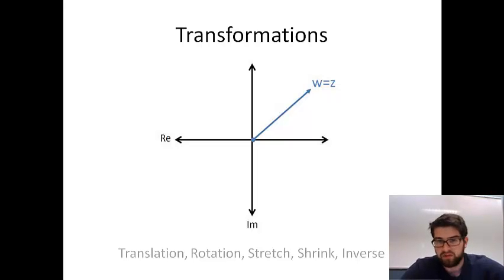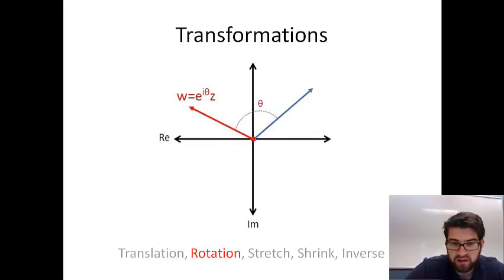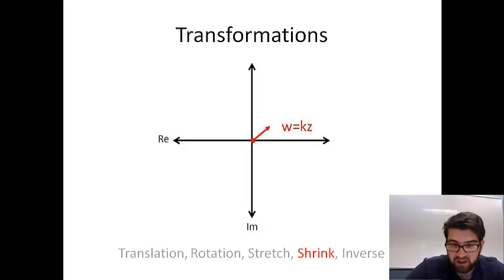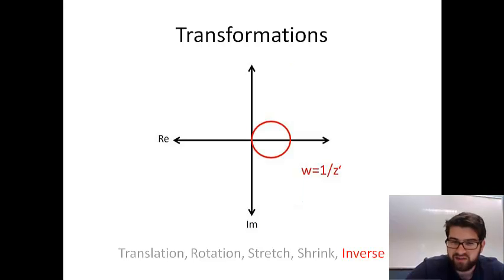So we have this w equals z, where z is just the function. And we can translate it, which just means moving it, basically. We can rotate it. We can stretch it out. We can shrink it. Also, we can invert it, which is kind of cool. If you have this line here, z prime, it's going to invert into a circle, which is really cool and fascinating.